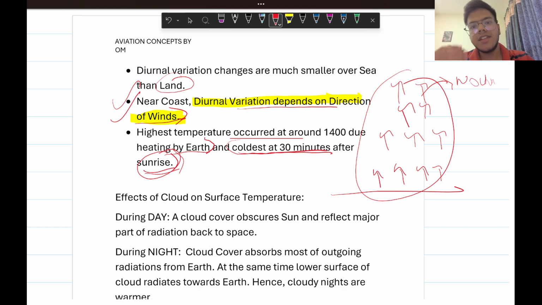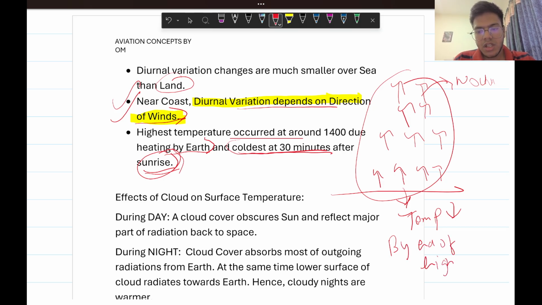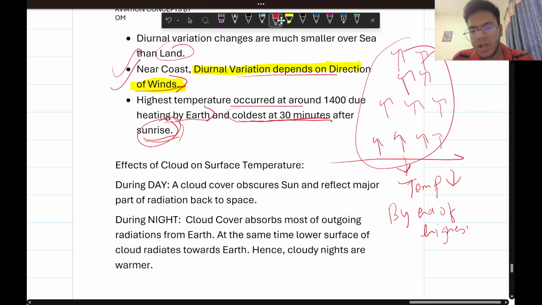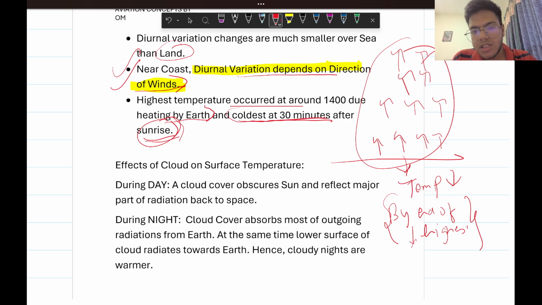So guys, as these radiations keep going out, the temperature of earth keeps decreasing. So by the end of full night, or you can say by end of night, temperature is lower, or you can say it is lowest. But when the night ends, by the end of night you can also say it is the start of sunrise. At the time of sunrise, because we know sunrise happens at a particular lower level.